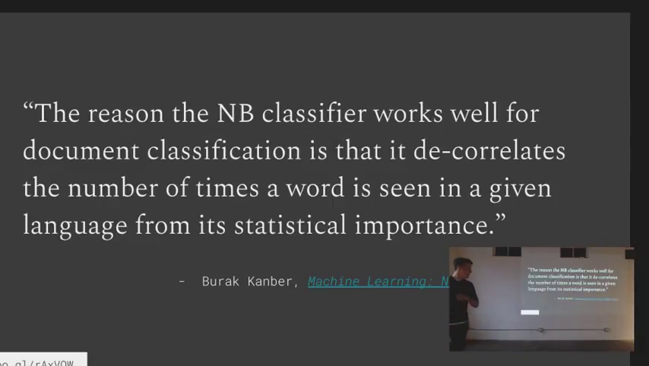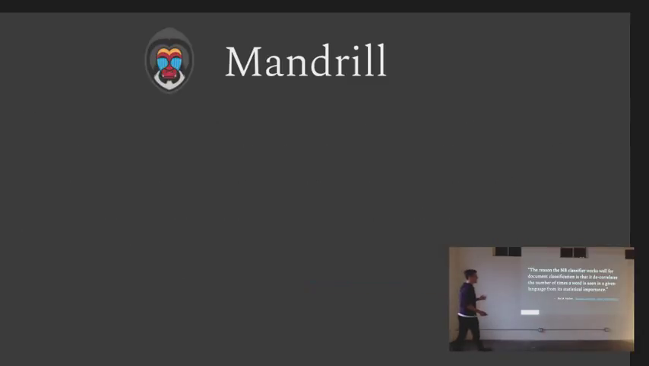So this is from an article by Brock Kember, I'm probably not pronouncing that right, called Machine Learning, Naive Bayes Part 1. The reason that the naive Bayes classifier works well for document classification is that it decorrelates the number of times a word is seen in a given language from its statistical importance. So that's basically just saying, this is all probability, it's no magic. The common stuff that's common between languages gets weak significance, unique words get strong significance. So that's it. By the way, a lot of my code that you're going to see here comes from this article, so I'd recommend checking that out. It's really good, just a good primer in general.